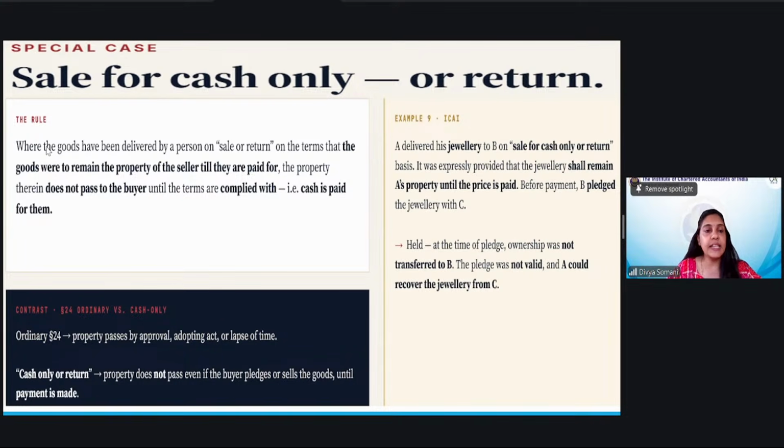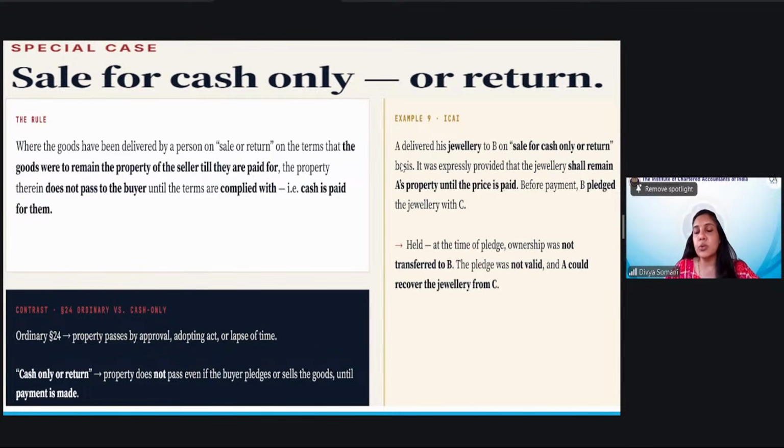Okay, so I'm just reading it again. Where the goods have been delivered by a person on sale or return on the terms that goods were to remain the property of the seller, that means the seller will remain the owner of the goods until you pay for it. So the property therein does not pass. Property means title or the ownership will not pass to the buyer until the terms are complied with, that is, the cash is paid for them. So that is what is contained here.